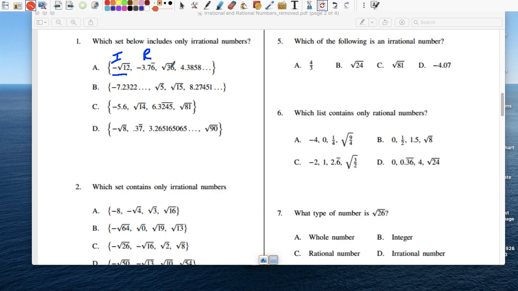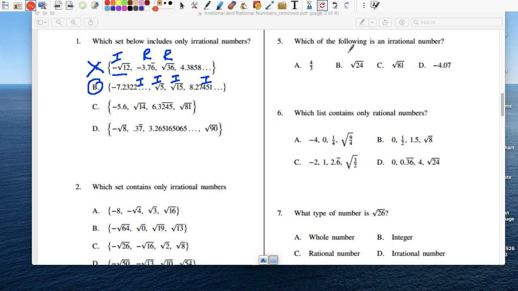Any decimal that repeats, right? It's rational. Square root of 36 is just 6, so that's also rational. So A is definitely out. B, negative 7.2322 goes on and forever and never repeats. That's irrational, so check. Square root of 15, that's irrational, right? It's not a perfect square. Square root of 15 is also irrational, check. 8.27451 goes on and forever, never ever repeats, irrational. So right off the bat, that's our answer.